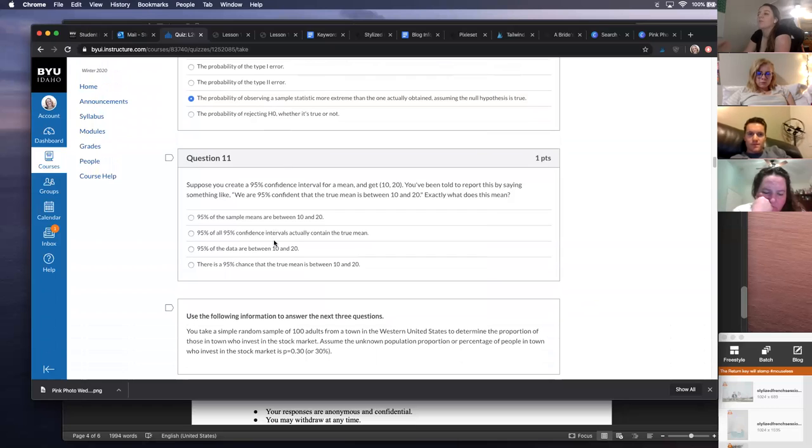Suppose you create a 95% confidence interval for a mean and get 10 and 20. You've been told to report this by saying something like, we are 90% confident that the true mean is between 10 and 20. Exactly what does this mean? I got this one wrong in the last test.